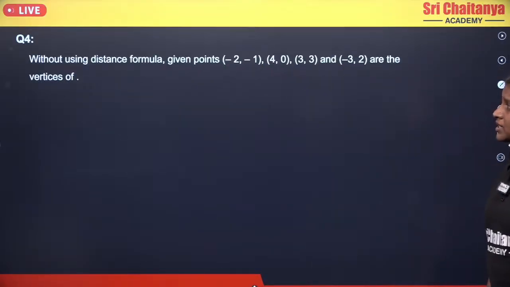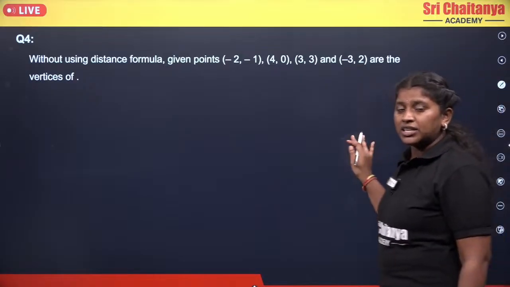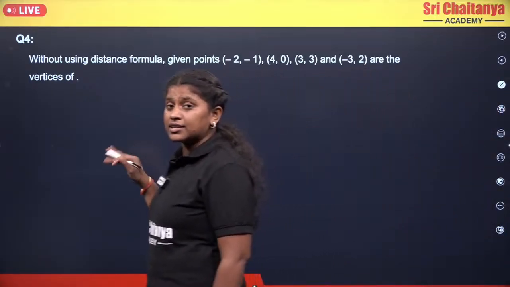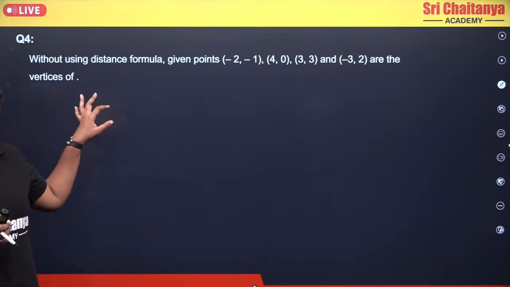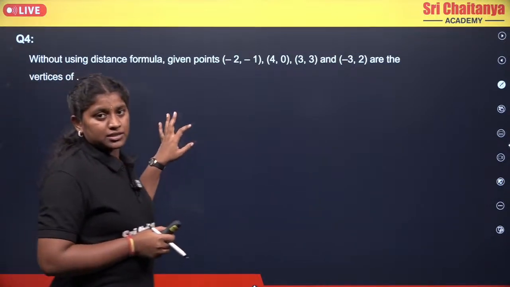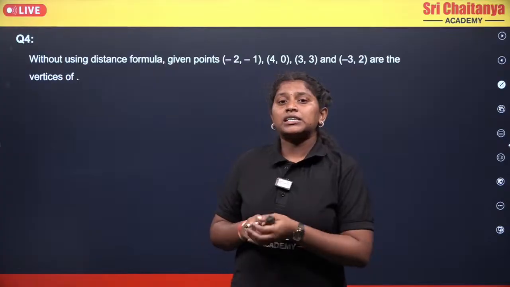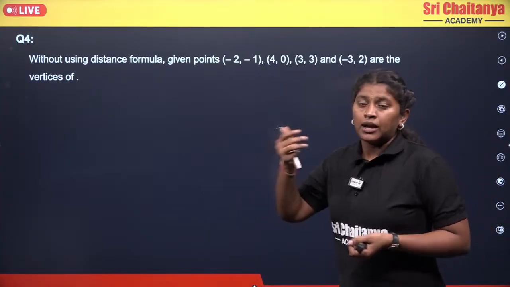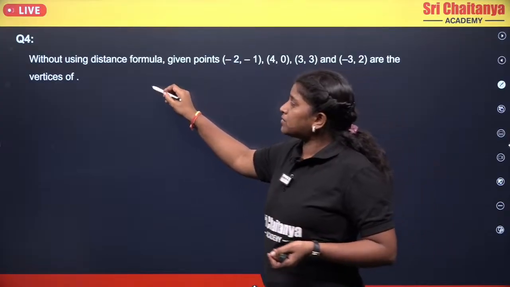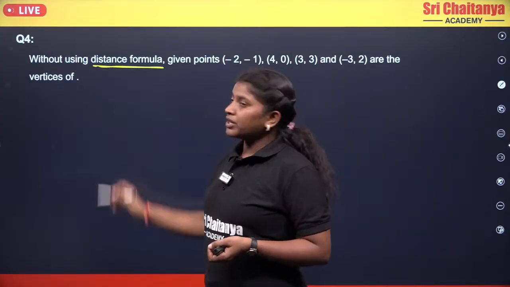Now, without using the distance formula, the points minus 2 comma minus 1, 4 comma 0, 3 comma 3 and minus 3 comma 2 are the vertices of. If you observe this question, they gave the 4 vertices and they are asking us what type of shape it is forming. Like we know that for a quadrilateral we will have 4 vertices. Now if you take the distance between those vertices, then you can find what type of quadrilateral it is. But here they are saying that without using the distance formula. So what can we use?